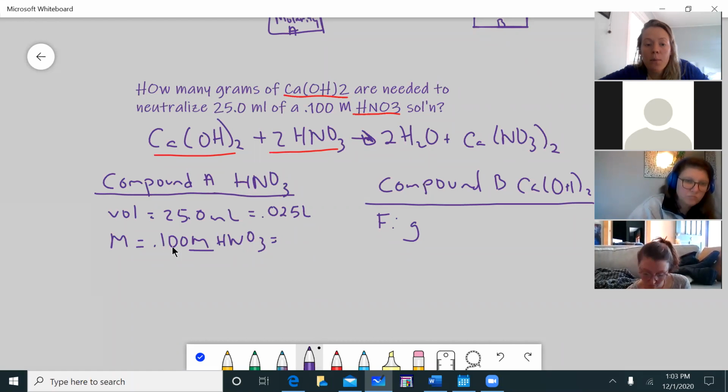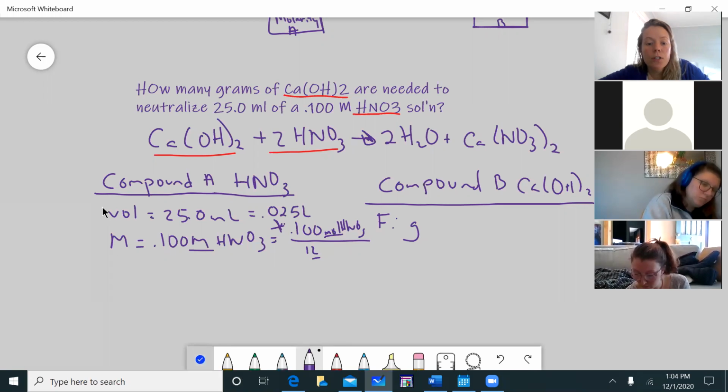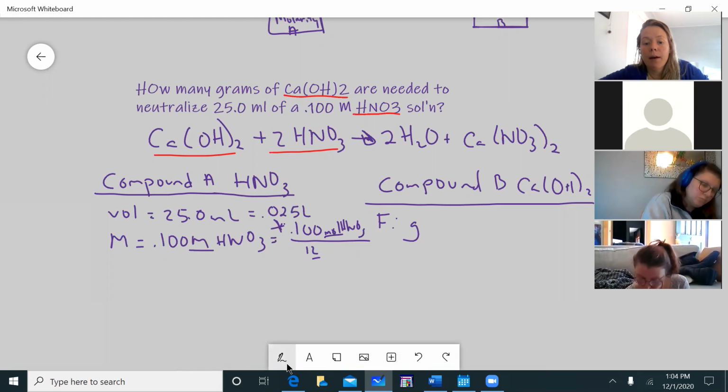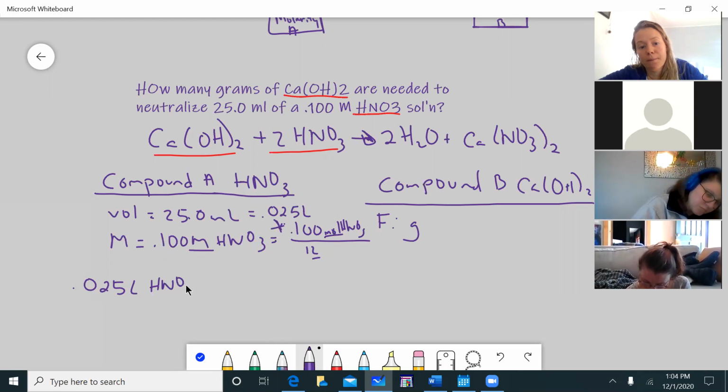So instead of saying it's 0.100 molar, I'm going to say it's 0.100 moles of the HNO3 in every 1 liter of the solution. This is much more handy for dimensional analysis because we have 2 units. So I'd recommend when you're setting up your work here, if you've got milliliters, get it into liters. If you've got molarity, get it into moles per liter. So first step is to write out our volume of compound A. In this case, we have 0.025 liters specifically of this HNO3 solution.